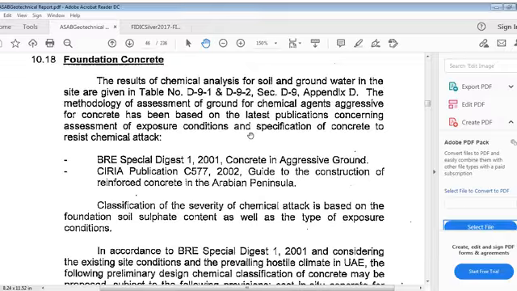It's page 46. So I have gone through this verbally without showing this to you. But I think it's better if you read this file. This is foundation concrete. Now, the result of chemical analysis for soil and groundwater in sites are given in table at sector D917. We will see the methodology of assessment of ground for chemical agents aggressive to concrete has been based on the latest publication concerning assessment of exposure conditions and specifications of concrete to resist chemical attack.